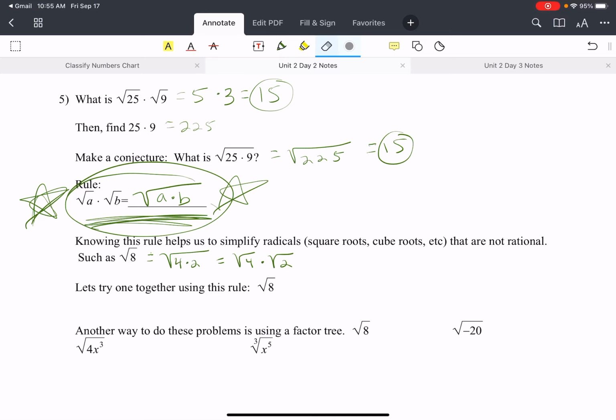What is the square root of 4? 2. What about the square root of 2? Does that simplify to be a nice number? You can try typing it in if you don't know. It does not, right? So then that's the part that just stays. So that's what we're doing today: we're working on factoring out perfect squares so that we can reduce these radicals, okay?